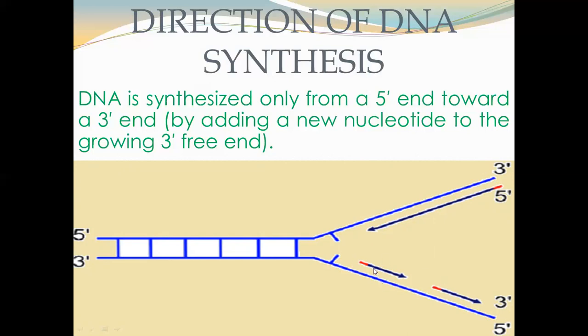But in this case, the synthesis takes place in fragments, not as a continuous strand. As shown here, a continuous DNA strand is being synthesized on one side, but here different fragments are being synthesized. So the direction of DNA synthesis is from the 5' towards the 3' end.